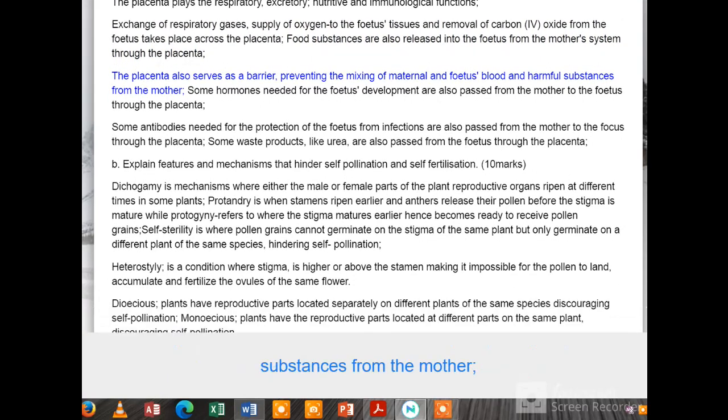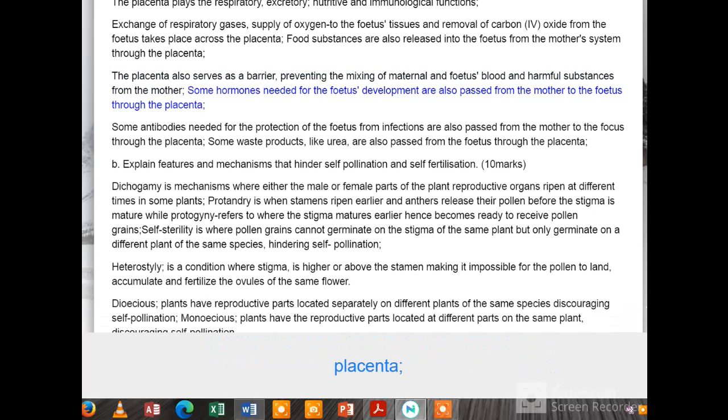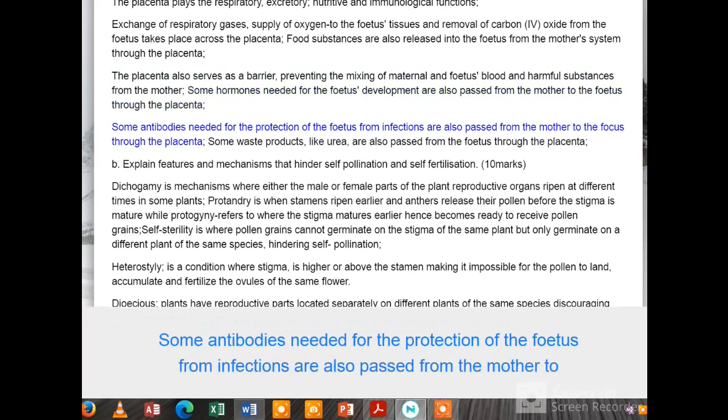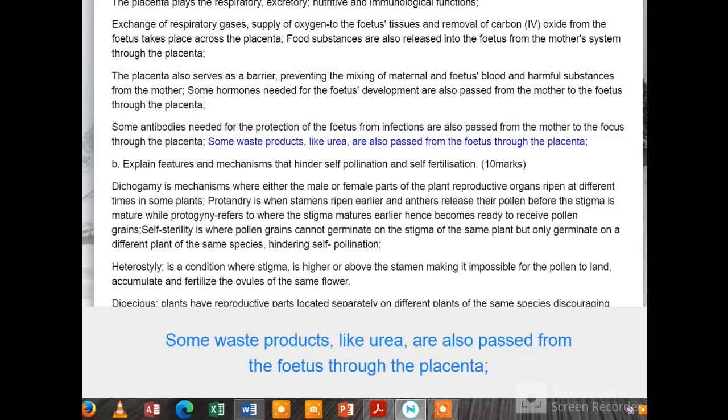mother. Some hormones needed for the fetus development are also passed from the mother to the fetus through the placenta. Some antibodies needed for the protection of the fetus from infections are also passed from the mother to the fetus through the placenta. Some waste products, like urea, are also passed from the fetus through the placenta.